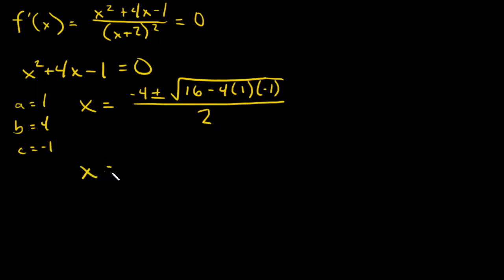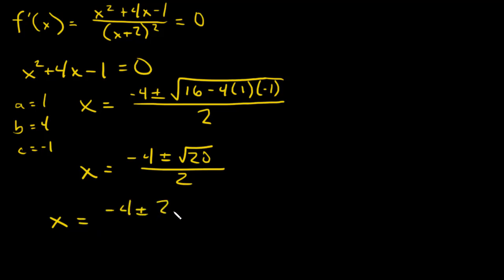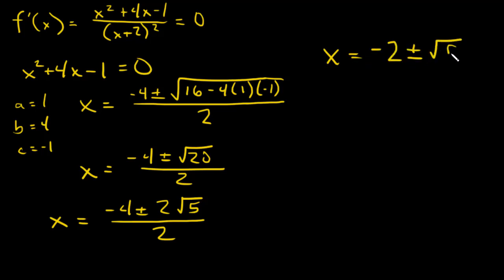Alrighty, so x is equal to negative 4 plus or minus, that's going to be 16 plus 4, so root 20 over 2. I can simplify this a little bit to make life a little bit easier. x is equal to negative 4 plus or minus 2 root 5 over 2. And now I can divide both of the two terms on top by the 2, which will make it much simpler. So x is going to equal negative 2 plus or minus root 5.